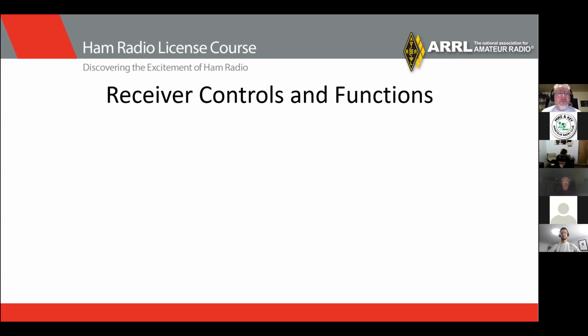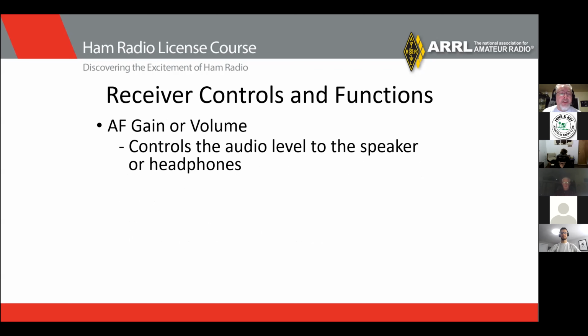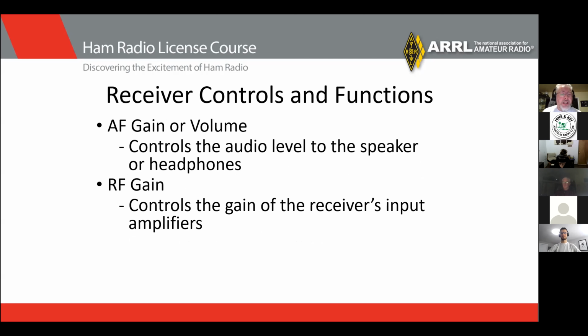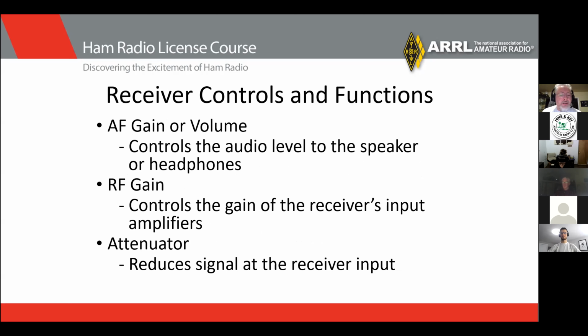Receiver controls and functions. We usually have the AF gain, or audio frequency gain, which is also called the volume, controls the audio level to the speaker or the headphones. The RF gain, or radio frequency gain, controls the gain of the receiver's input amplifiers. You also have an attenuator, which reduces the signal at the receiver's input.